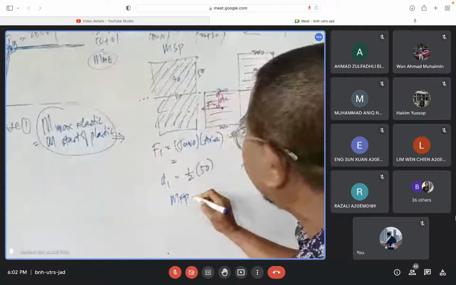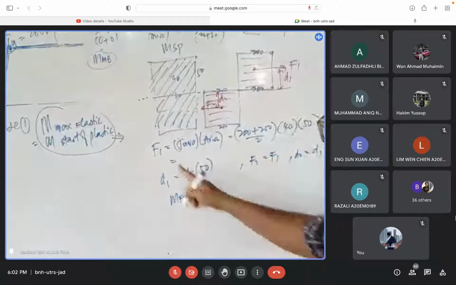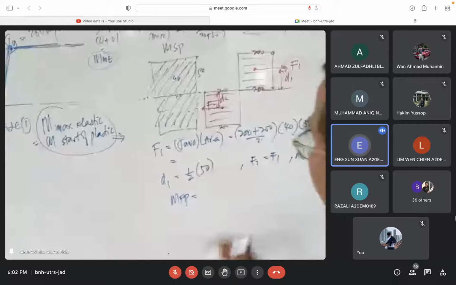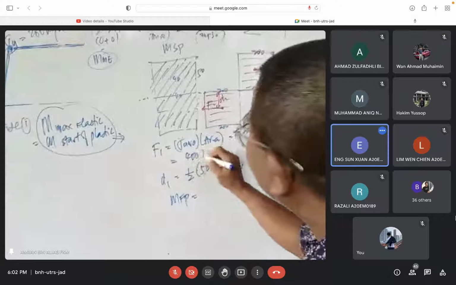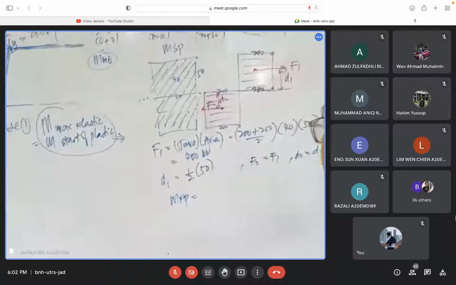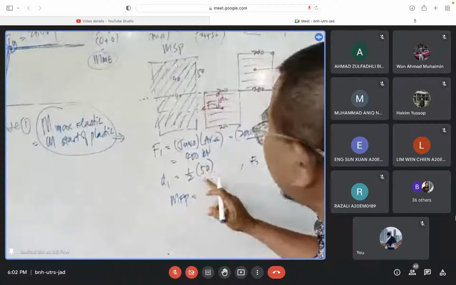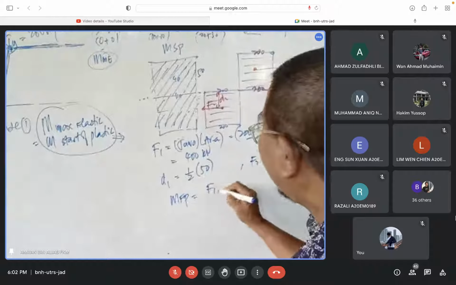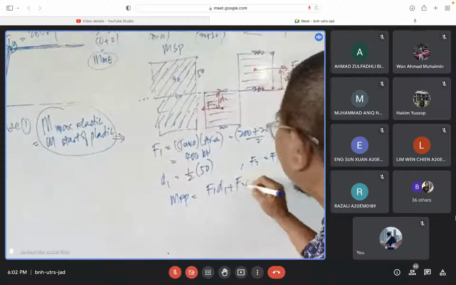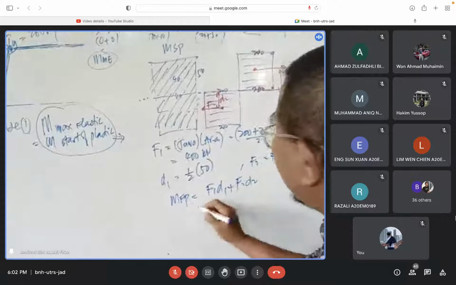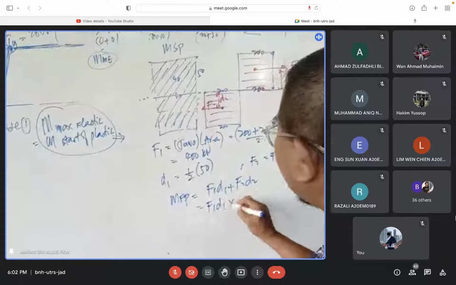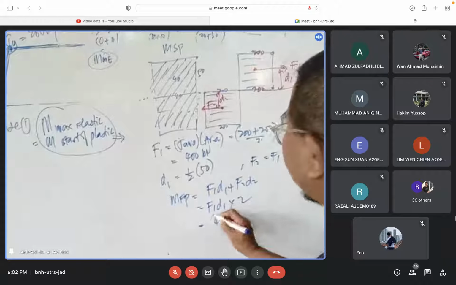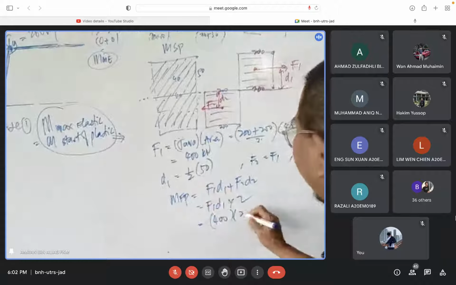Moment fully plastic there. So what is F1 there, please? What is the value? 400 kilonewton. And then this is 25 mm. And then for moment fully plastic, F1 times D1 plus F2 times D2. So must be F1 times D1 times 2. What is the value there? 400 kilonewton times 25 mm.